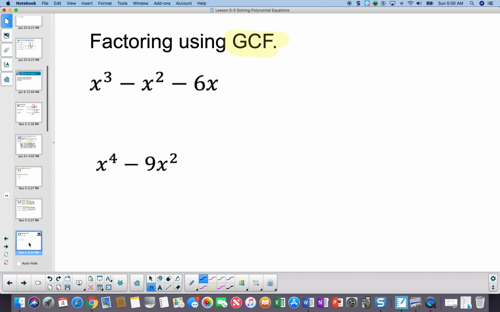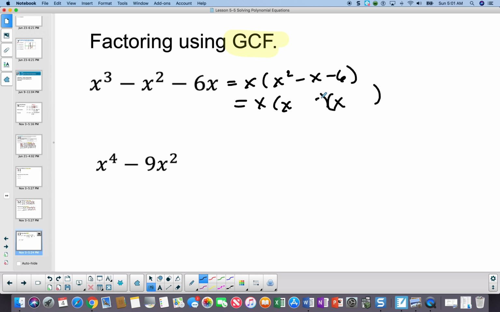Okay, factoring by using the greatest common factor. Before we use any of our techniques, always look for a GCF. I can see there's an x in all of them, so I'm going to factor that out. x squared minus x minus 6. Now I just have a quadratic, so I'll go ahead and factor my quadratic. That'll be a 3 and a 2, and I want more negatives than positives.